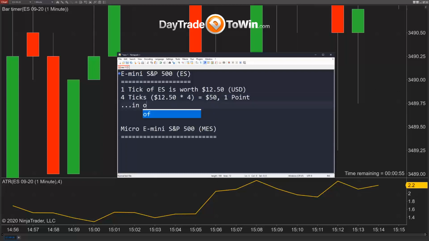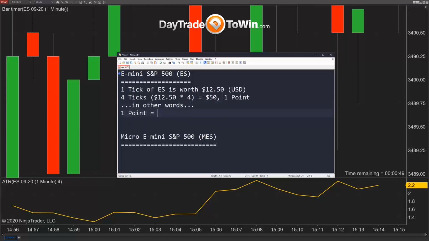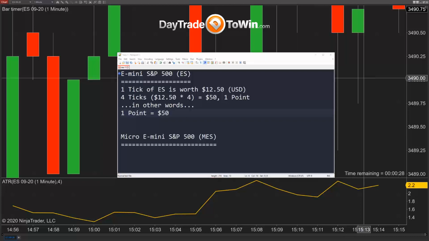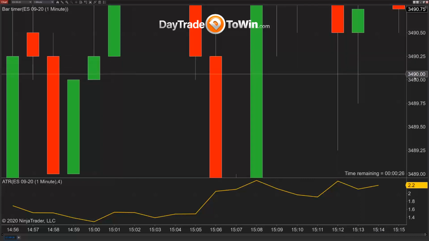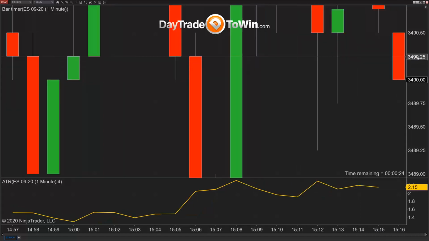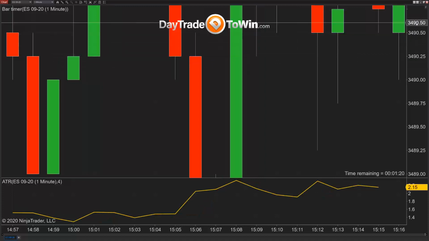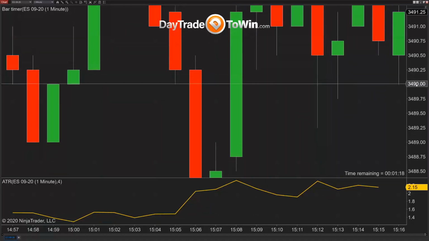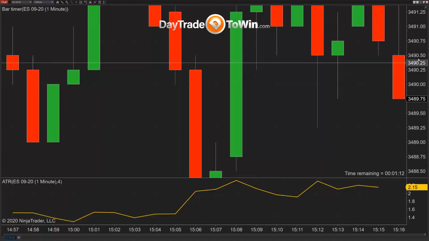So, in other words, 1 point equals $50. To show you this visually, we have essentially from here to here, that's a value of $12.50, another $12.50, and so on. When we have 4 of these values from $34.90 to $34.91, this is worth $50.